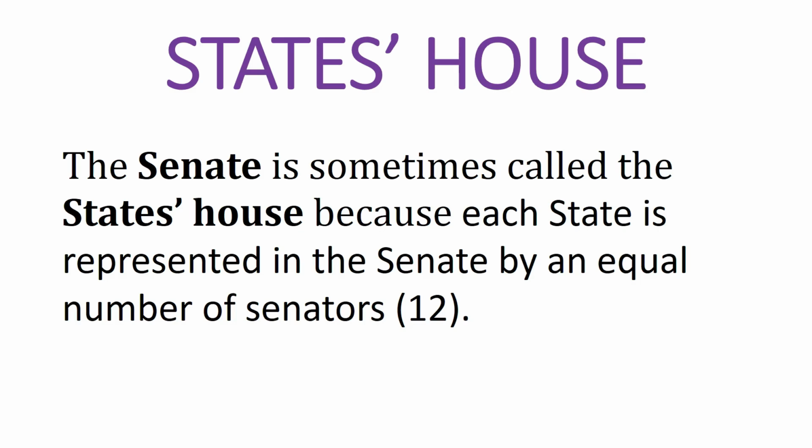The purpose of establishing the Senate was to establish a House of Parliament that was controlled equally by all of the states. So, even if the House of Representatives passed legislation that was supported by the more populous states and opposed by the less populous states, that legislation could still be rejected in the Senate, where each state had an equal number of votes, because each state was represented by 12 senators. In your vocabulary sheets, find the term States House and write this definition in there.